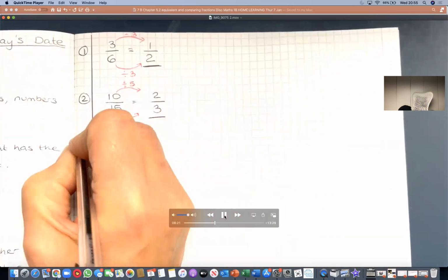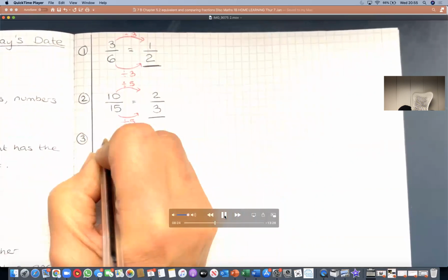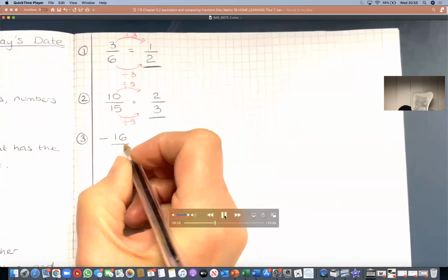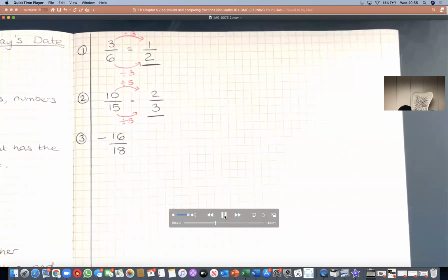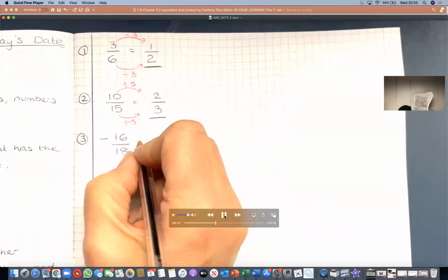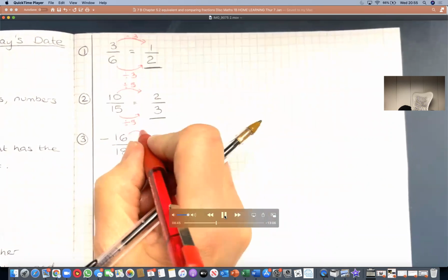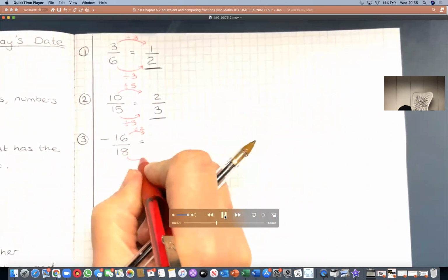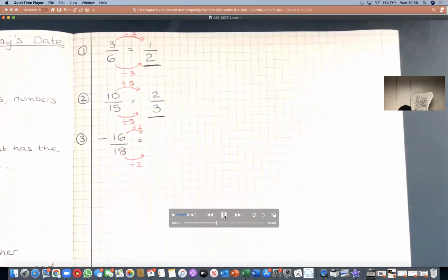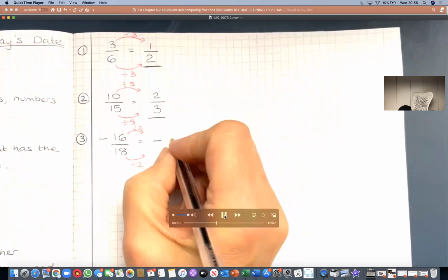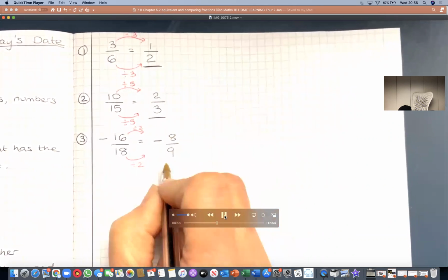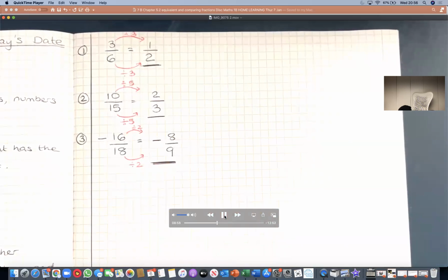Let's just do one more quickly. Let's do a negative one. Same principles apply. I've got negative 16/18. They're both in the 2 times table. Always, if you've got even numbers, simplest thing is to divide them by 2 and then see whether there's a further simplification you can do. In this case, once you've divided by 2, do not forget your negative sign. You're going to have negative 8 over 9. It cannot be simplified any further.